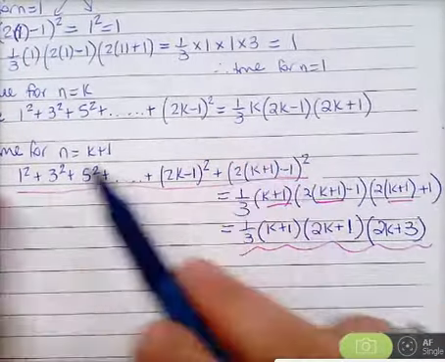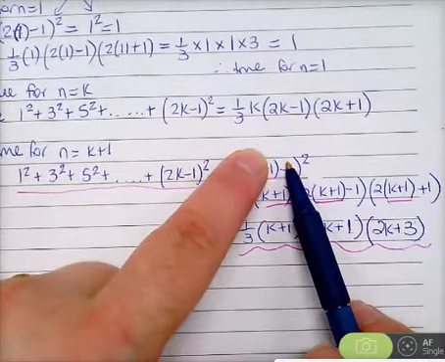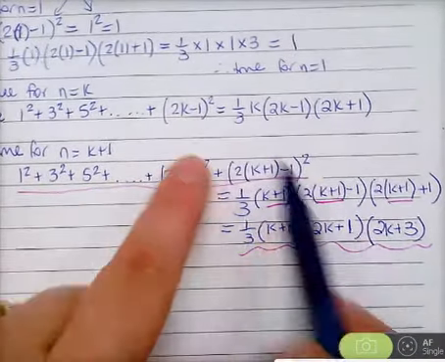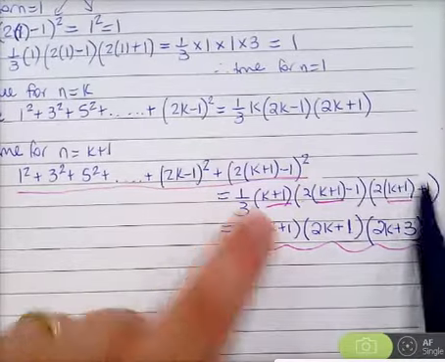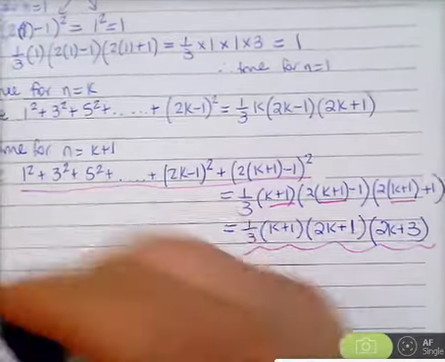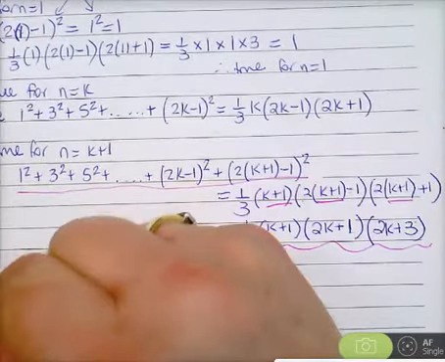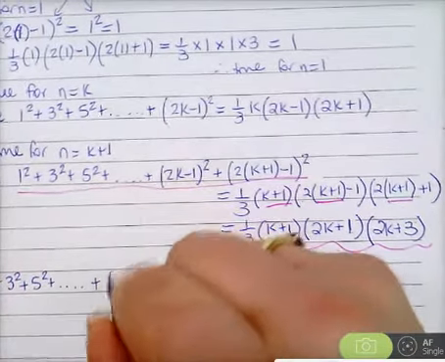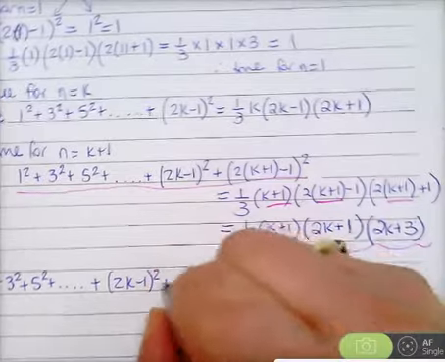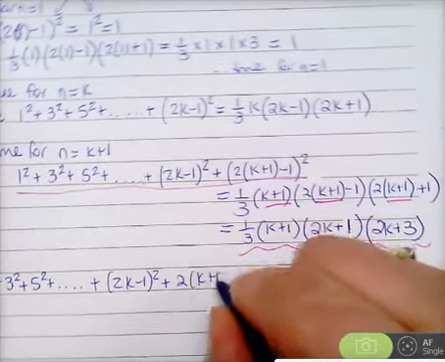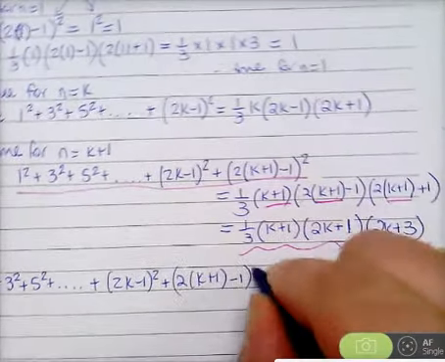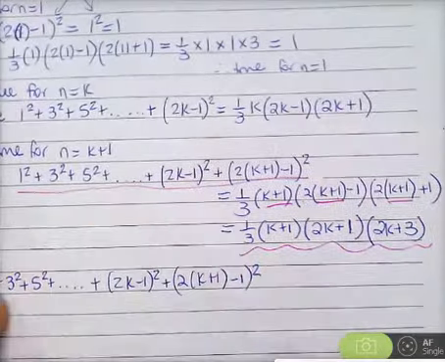The thing is, you're going to start with that anyway and manipulate it to get that. I don't want to manipulate it to get this monster here. It's easier to get that. So start with the left-hand side. 1 squared plus 3 squared plus 5 squared plus 2k minus 1 squared plus this thing. I know it's a mess. I'll fix it in a minute. So we're trying to show, so that equals what?